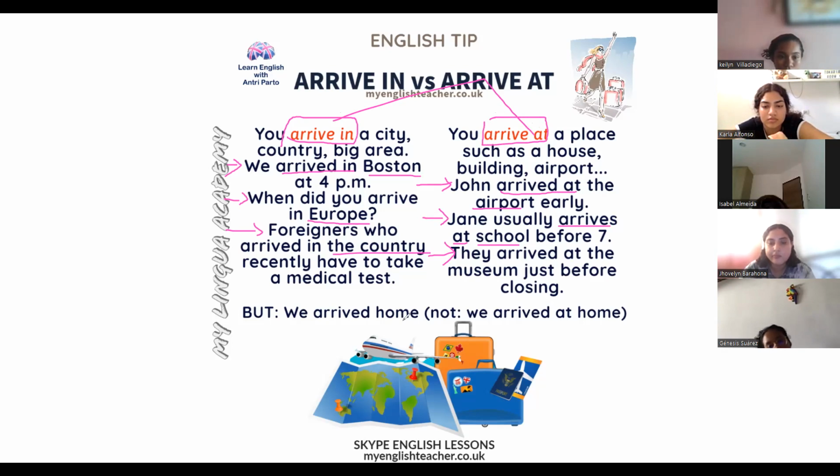Okay, those are the big differences between arrive in and at. We arrive home. Yes. Arrive home. We don't say we arrive at home. Home is a place, but in this case, this is an exception. There is no preposition.